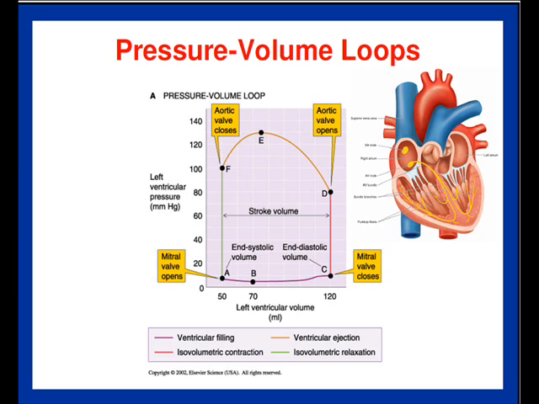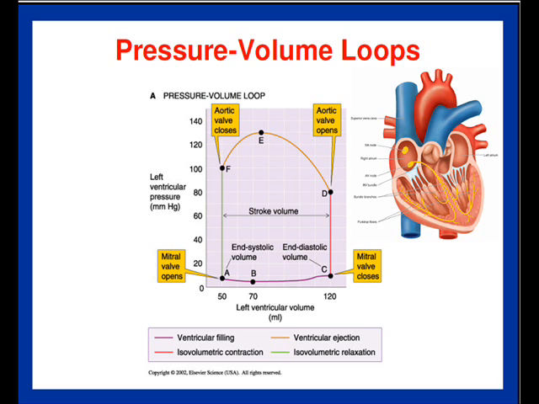So what this means is we're going to finally end up with F, where the aortic valve closes, having ejected most of our blood. And then we've got a drop in pressure but no change in volume, and that's called the isovolumetric relaxation phase, and then we're back to A again. And that's the cardiac cycle. It's known as a pressure volume loop.